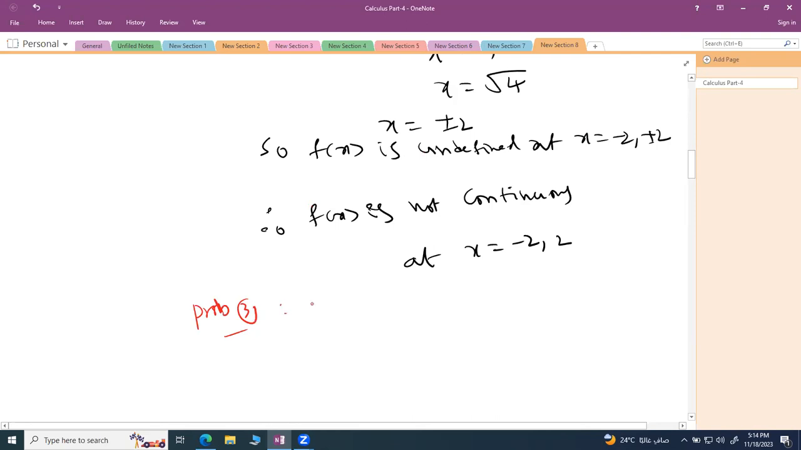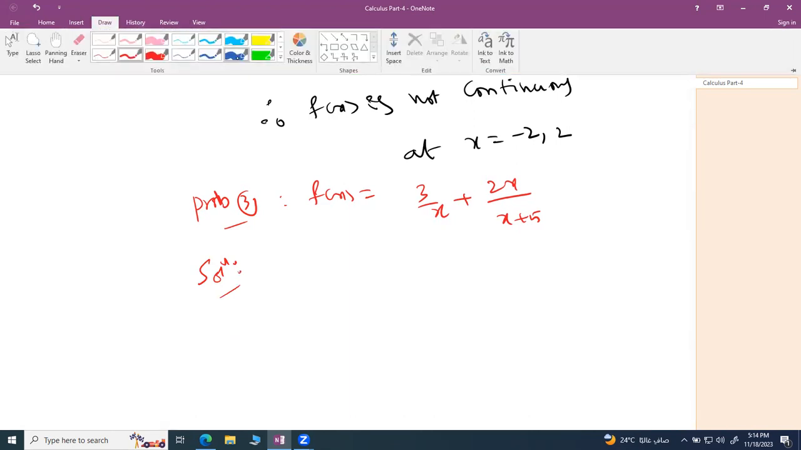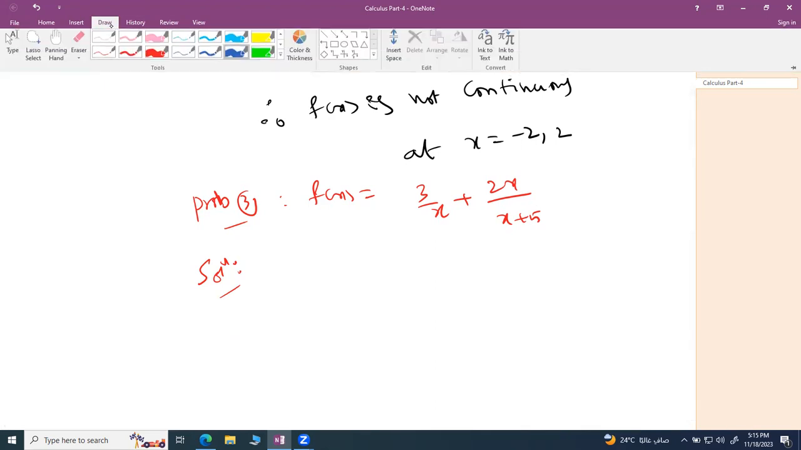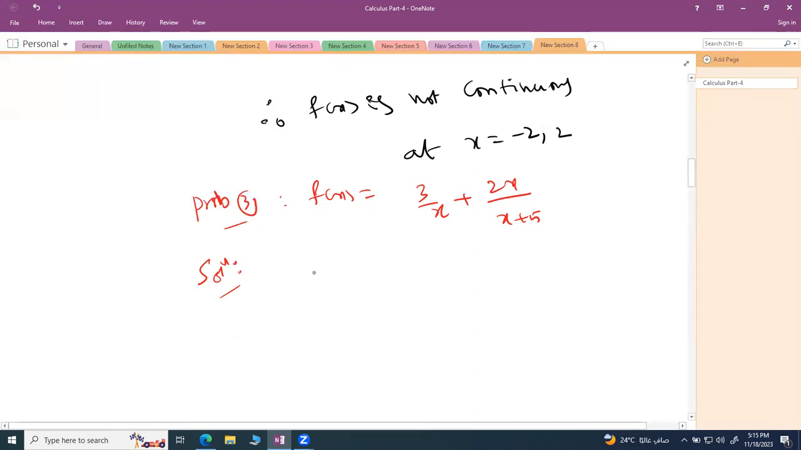Problem 3, f of x equal to 3 over x plus 2x by x plus 5. Here, solution: x equal to 0, comma x plus 5 equal to 0. This implies x equal to minus 5.